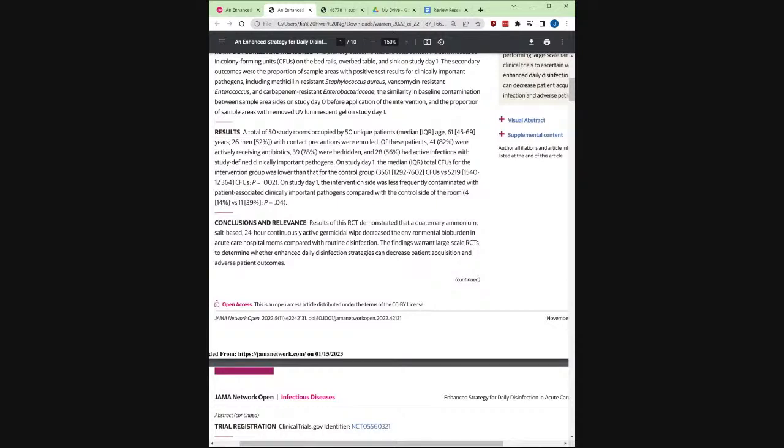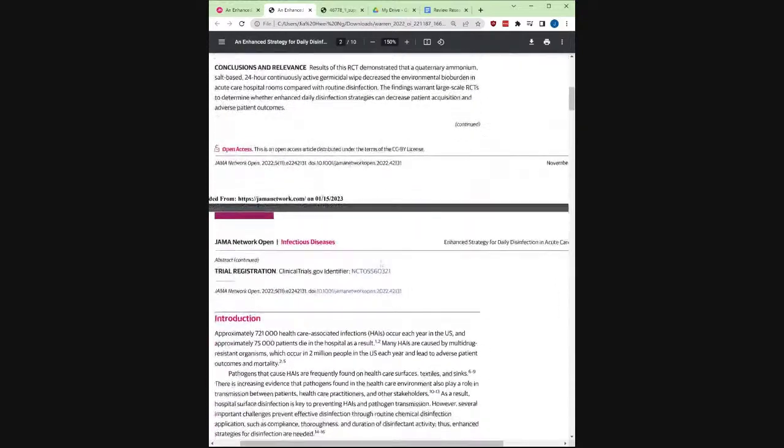So when we think about results, and we want to make a conclusion and apply it to our patients, sometimes it's a positive finding. Yes, they reduce the bacteria, but does it really change outcome? And so here they also already brought up some limitation. Yeah, we see that it reduces the contamination, it reduces the number of bacteria, but we don't know at this point whether it can decrease the patient acquisition and adverse patient outcomes. So next, let's dive deeper.